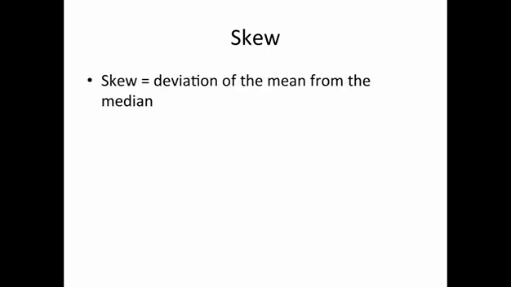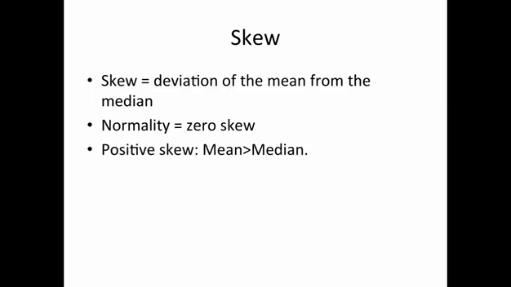Skew refers to the difference between the mean and median. Normally distributed data has no skew. Positive skew means that the mean is higher than the median. This occurs if there are a lot of outliers with higher than average values in a sample. Negative skew means that the mean is lower than the median. This occurs if there are a lot of outliers with lower than average values in a sample.